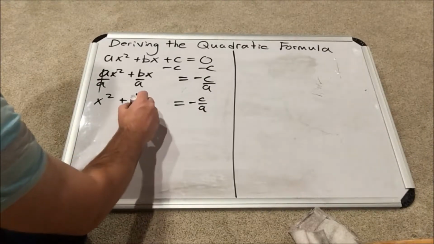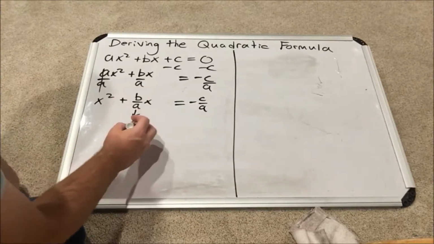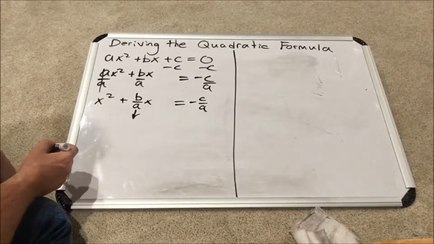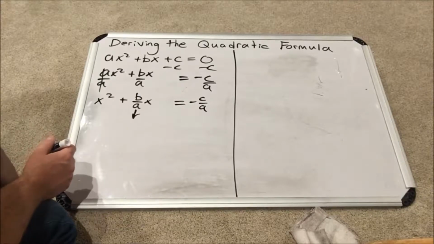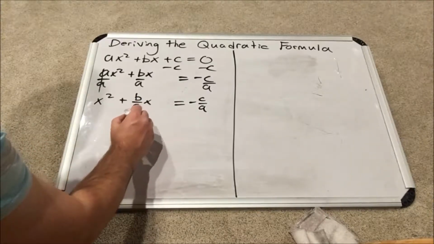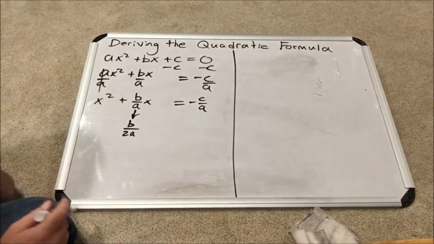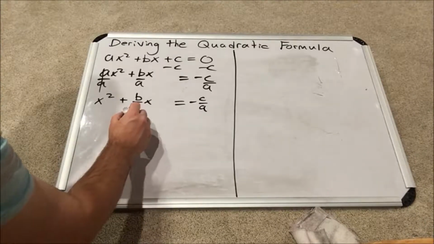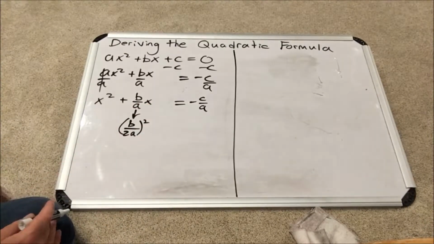Like we did before, we will take the middle coefficient, b over a, and divide it by 2. Well, what is b over a divided by 2? It is b over 2 times a. Those are equivalent. And then we are told to square it. Okay?